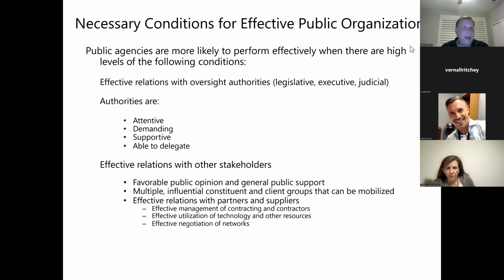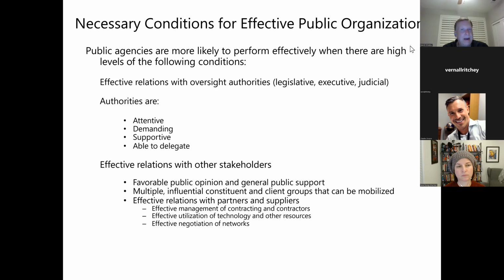But we need them to be demanding, but we also need them to be supportive. In a systems resource type of model, we need them to provide us with the resources in terms of personnel and fiscal resources in order to effectively achieve our goals. And we also need oversight authorities who are willing to delegate and who will not micromanage what we are doing as an organization.